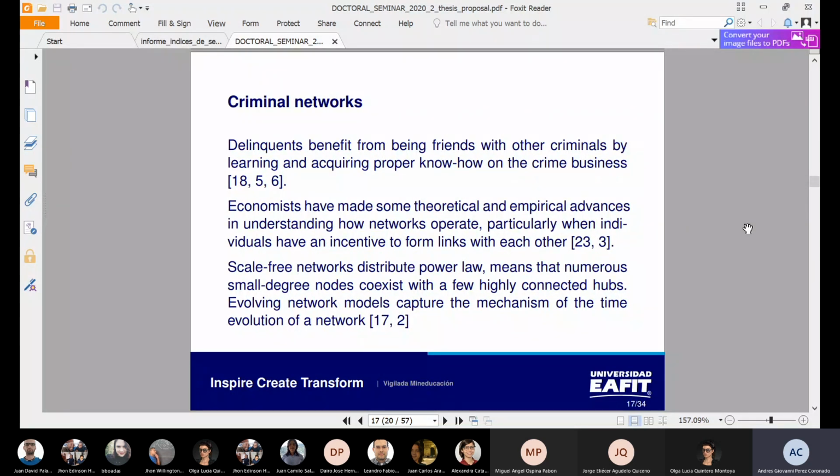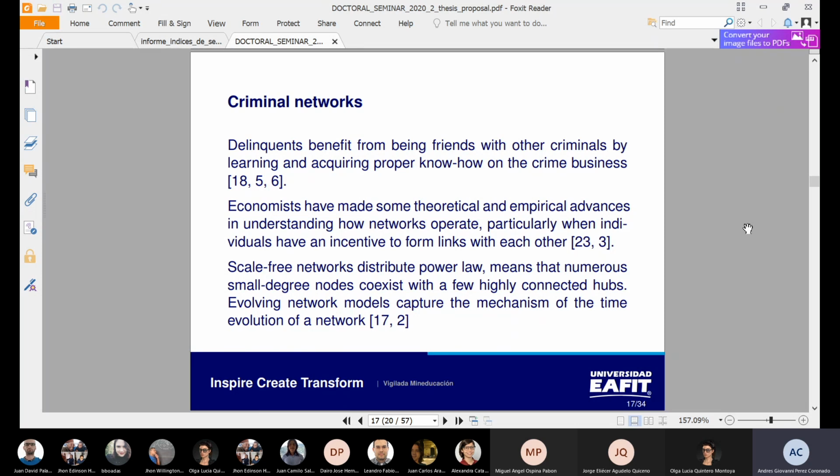Criminal networks, we find as well in the state of the art of criminal networks, that delinquents benefit from being friends with other criminals. I mean, they are connected and acquire proper know-how on the crime business. They are not just connected to commit crimes, but to get knowledge about crime.